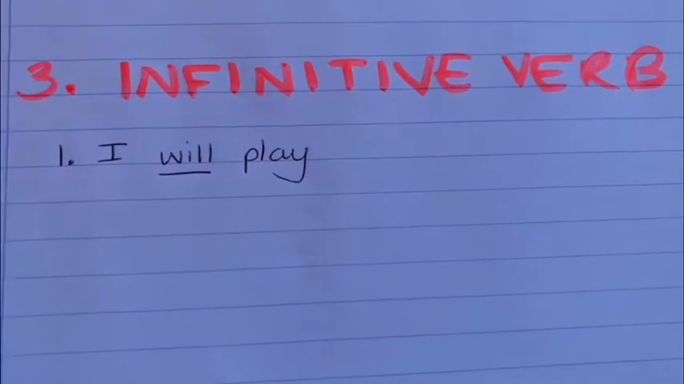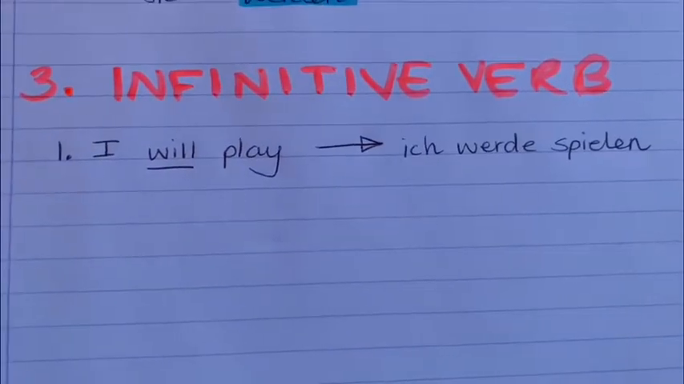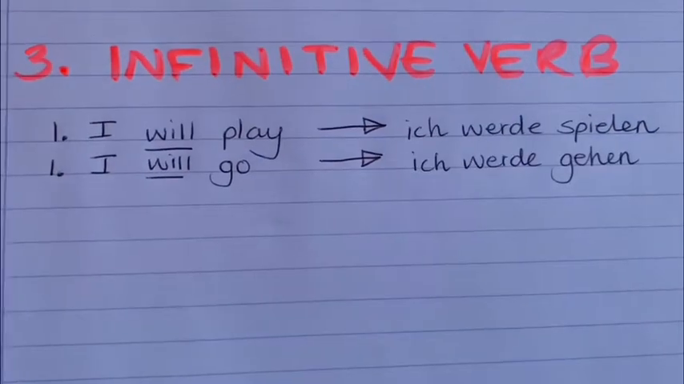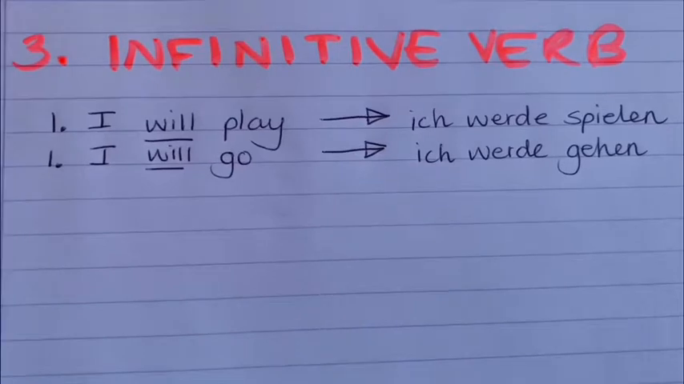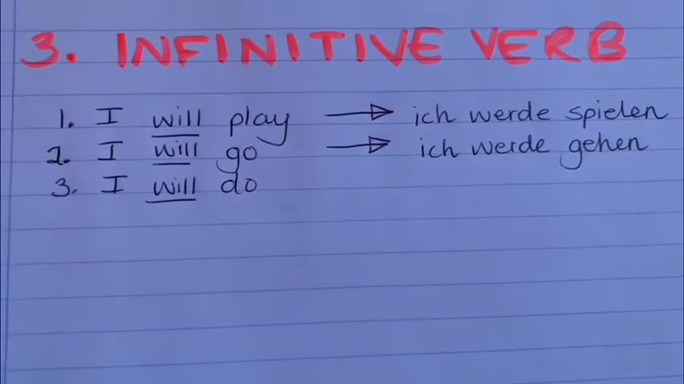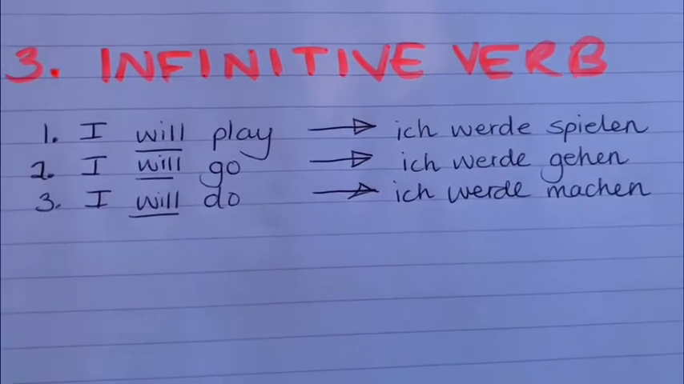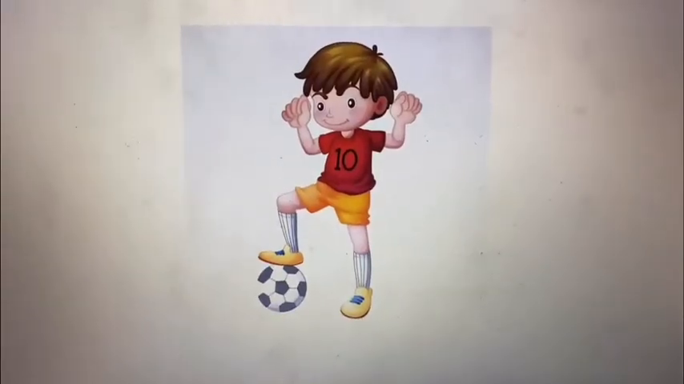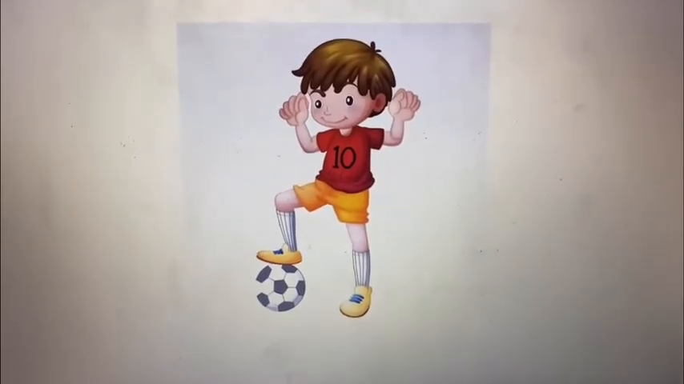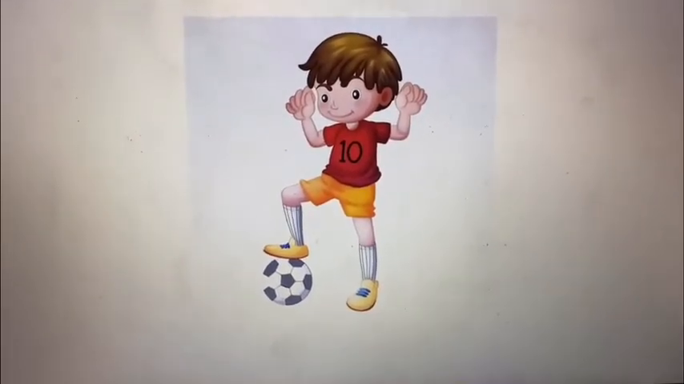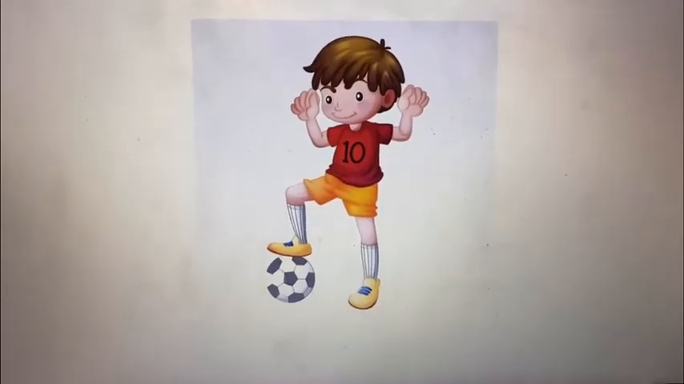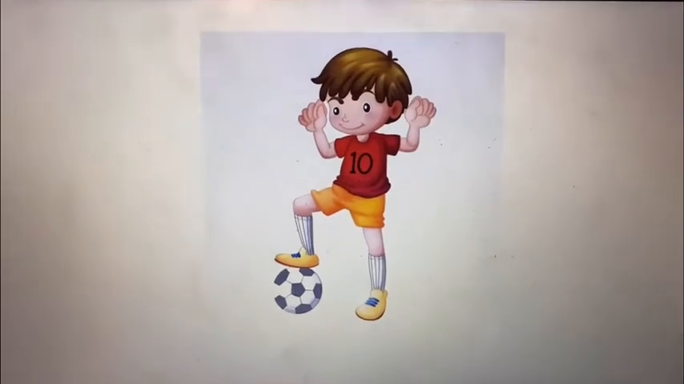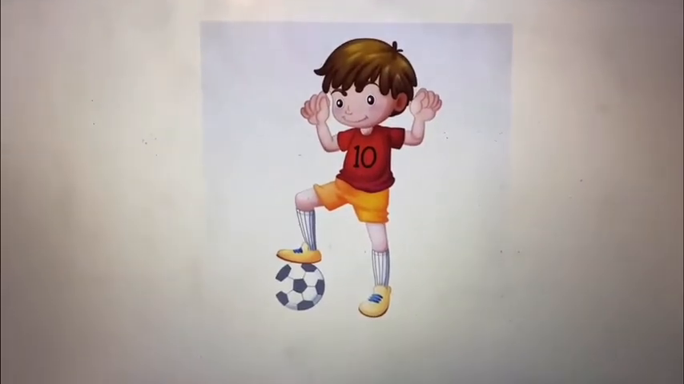So, I will play is ich werde spielen. I will go, ich werde gehen. I will do, ich werde machen. Okay, now we're going to have a look at some simple free time phrases. Some of these you may have already done in year 9. Okay, so like we do in lesson, say these out loud after I say them to practice your pronunciation.